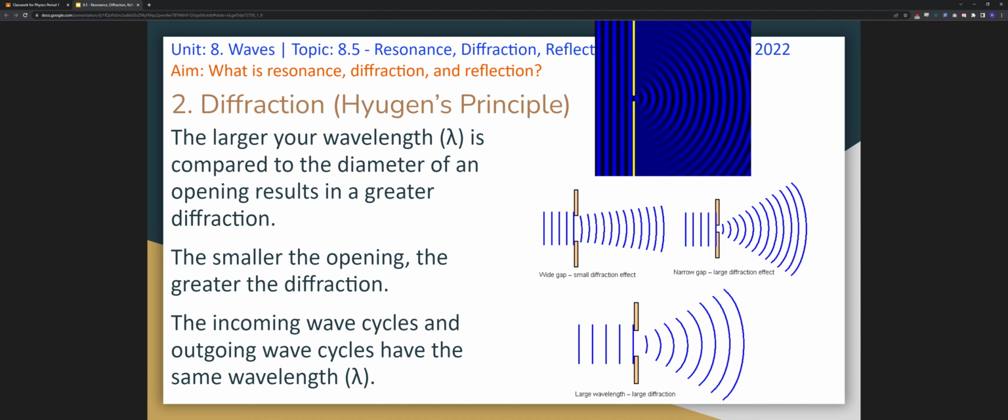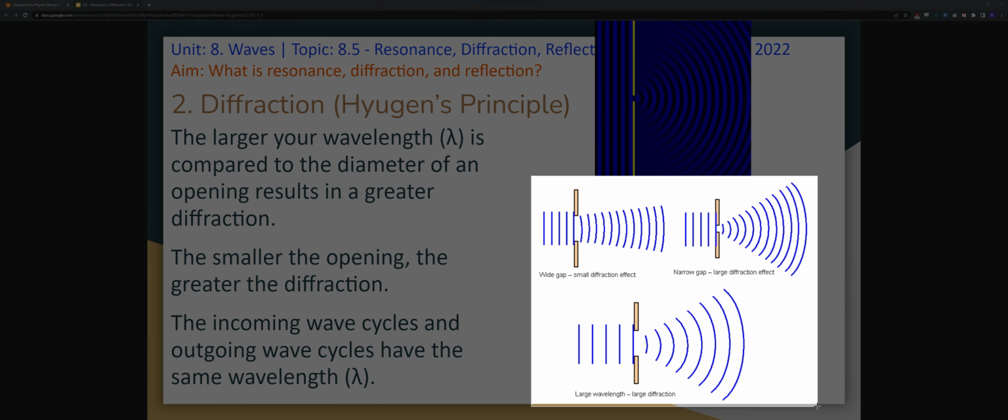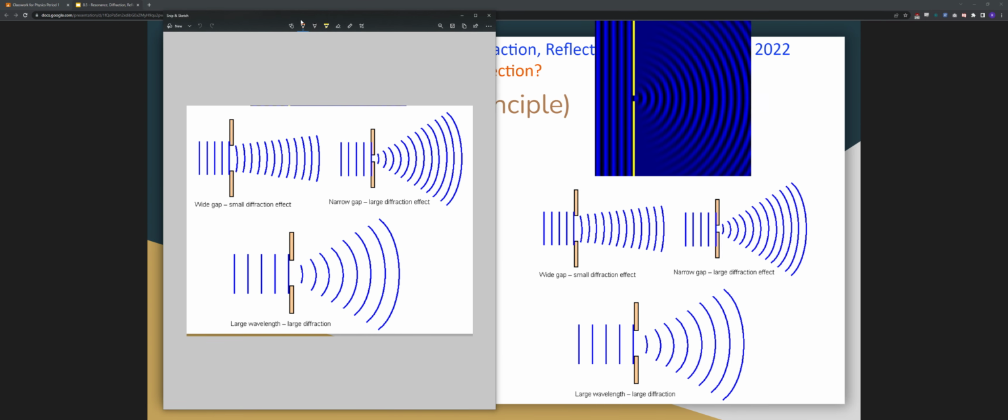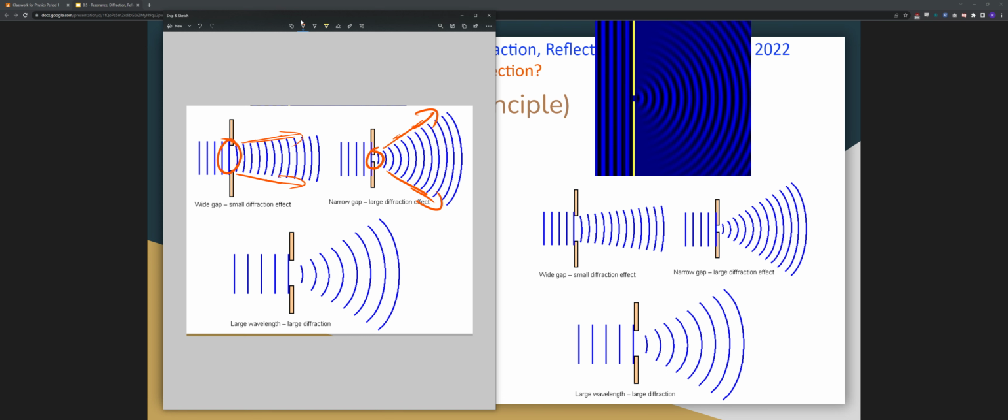Now, there are really two important things here. Let's compare a large opening and a small opening. A smaller opening will give you a larger diffraction, right? You will get a larger spread. And a large opening will give you less of a spread, a smaller diffraction. All right, so that's one thing you should know, large opening versus small.